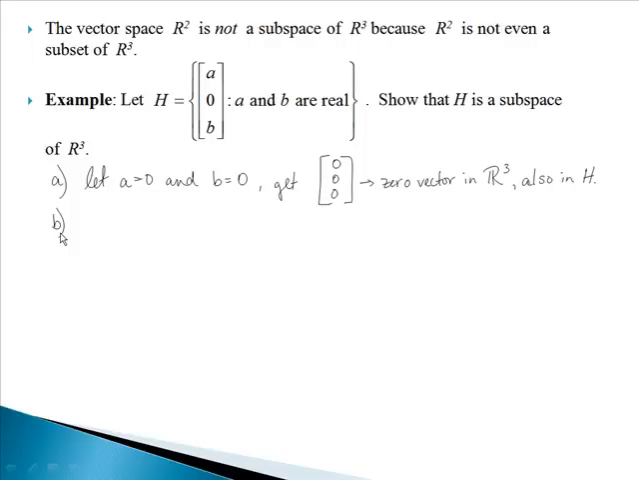Next, we want to show that H is closed under vector addition. So we have 2 vectors in H.